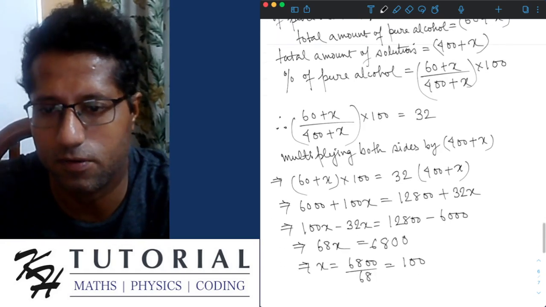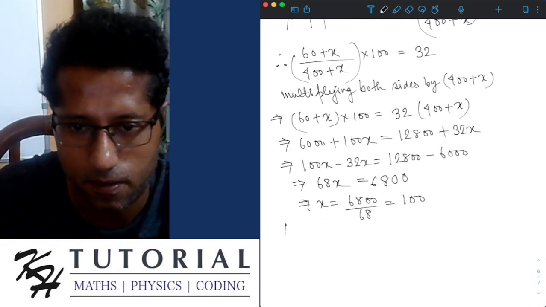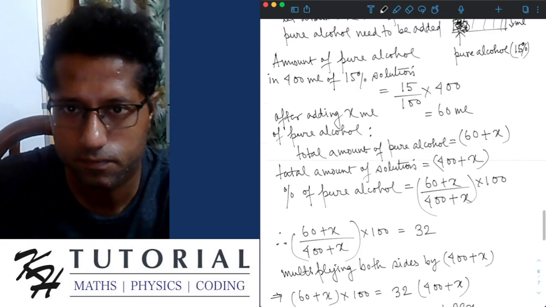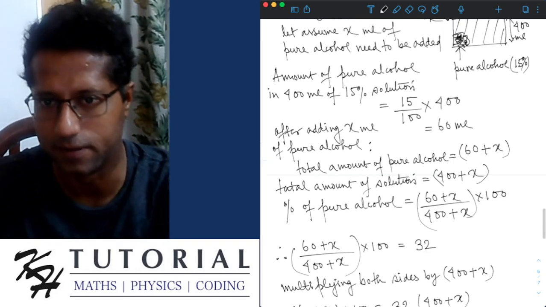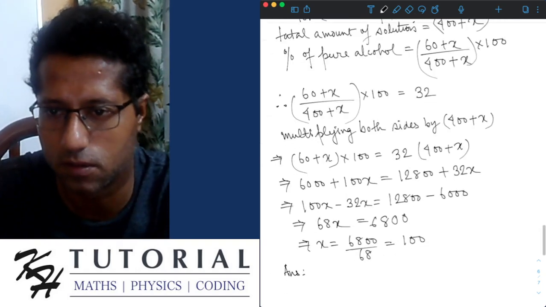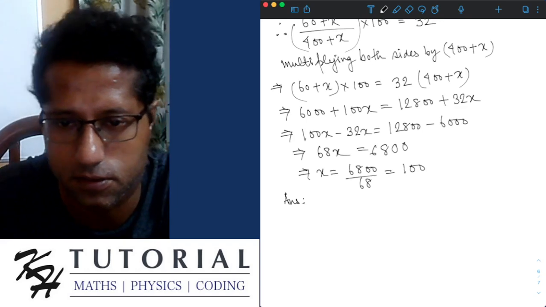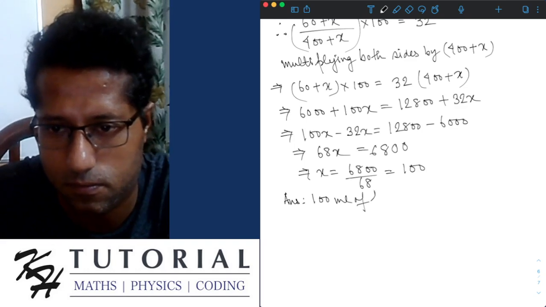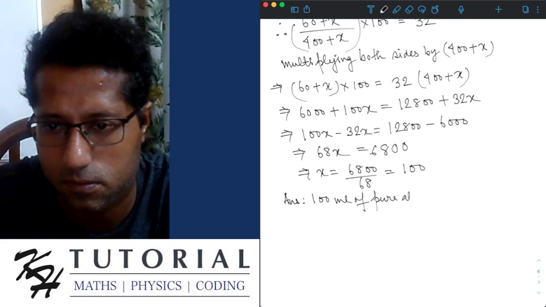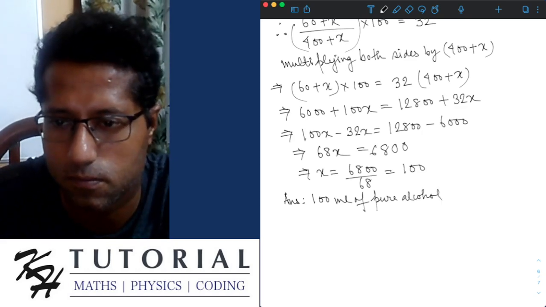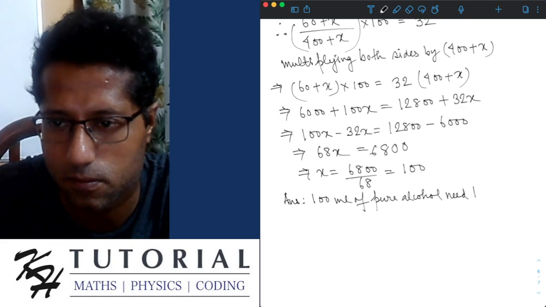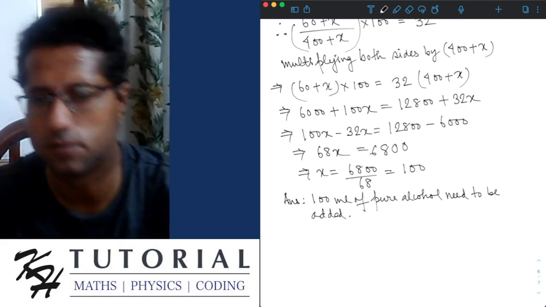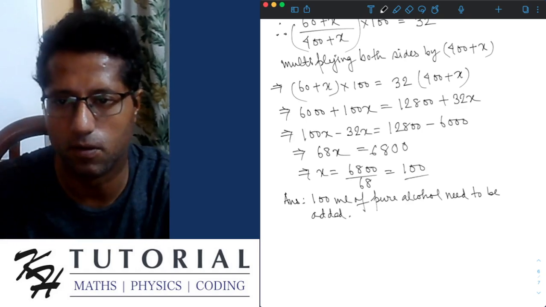So the answer is 100. What was x? x was the amount of pure alcohol that needs to be added, which is what the problem is asking. So the answer is 100 ml of pure alcohol need to be added. So this is the answer, 100 ml of alcohol.